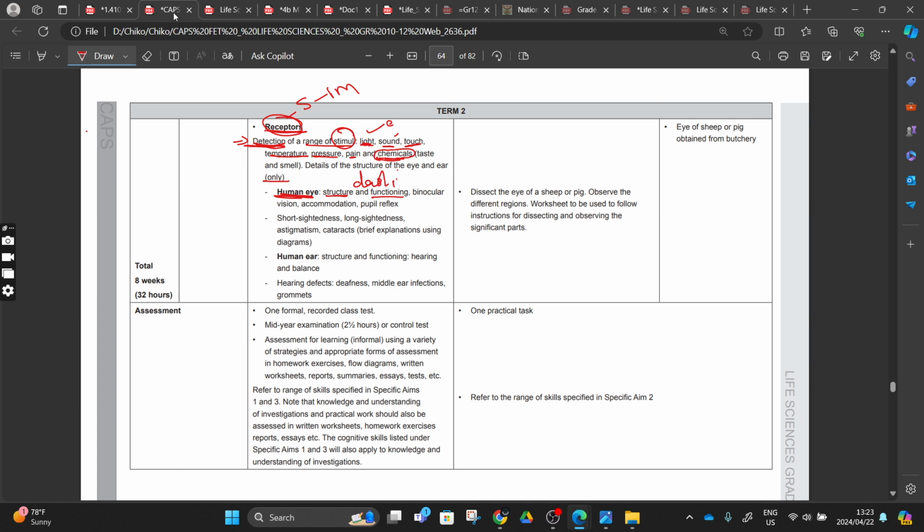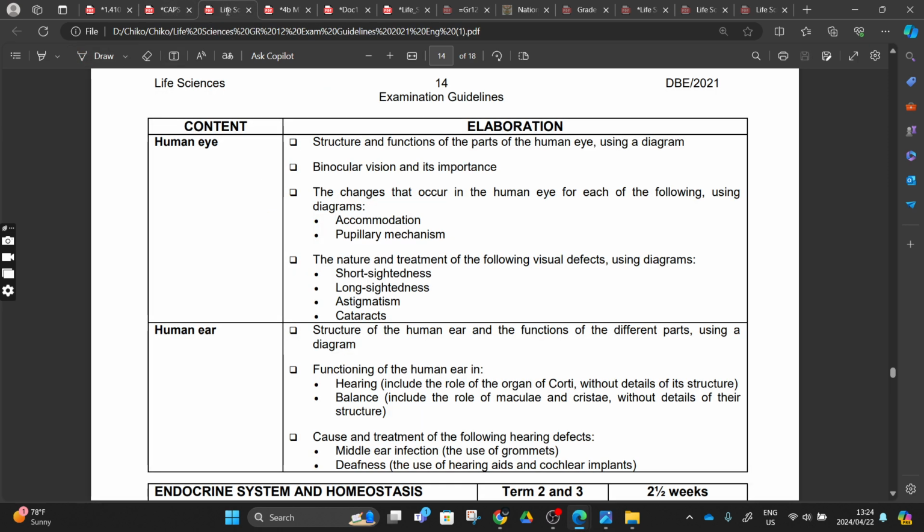parts that make up a human eye. So we're only going to learn about those that bring the basic functioning, and then we're also going to talk about binocular vision, and accommodation, the pupil reflex. This one will be talked about on Tuesday, and this one here will be Thursday and Friday. And then let's move on to our examination guideline.